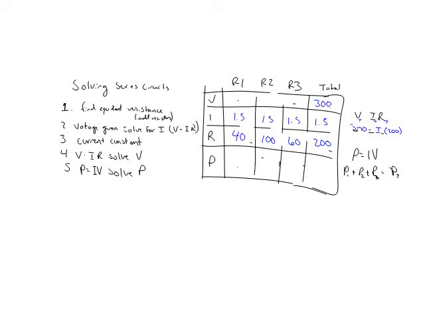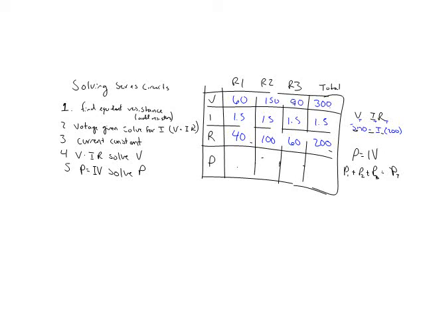Now what? Solve for individual potential differences. Good. We're going to solve for V equals IR for V on each single one. So 40 times 1.5, 1.5 times 100, 1.5 times 60. 90. Good. Now what? Solve for powers.